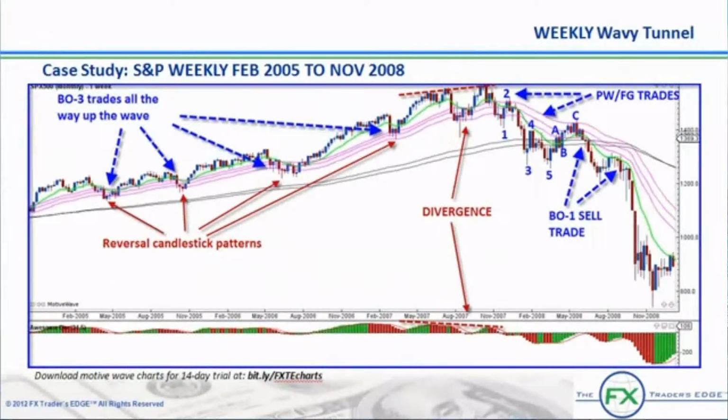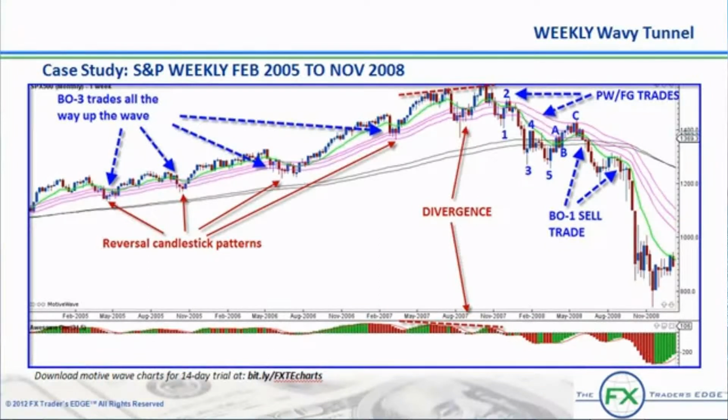Weekly wavy tunnel, case study, S&P Weekly, February 2005 to November 2008. This is the first of two weekly S&P charts. Starting from the left, we have breakout 3 trades all the way up the wave, finding support at the wave itself. Take the trades using the reversal candlestick patterns which present themselves at every reversal turning point. Feel free to add that oscillator, which will add confidence to pulling the trigger and buying on weakness. At the top of the market, we have divergence in the awesome oscillator.